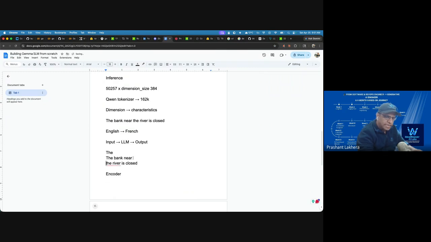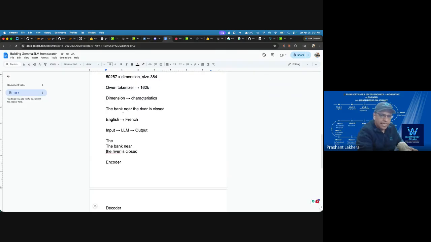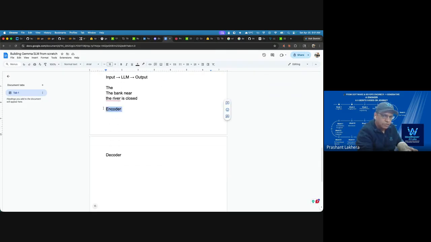If the input is "DA bank near," the output is "DA," and so on and so forth. What these folks found is that when they trained it with a massive amount of data, the encoder part is not required anymore. The model is capable of reading the data with this vast amount of data.